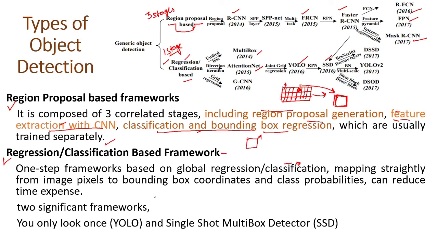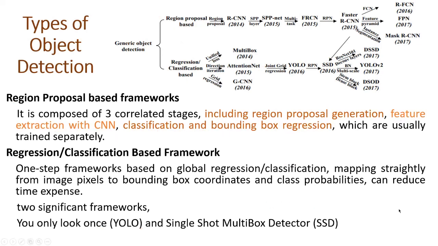And we have two significant frameworks which we are using as of now. One is YOLO, you only look once, because it is done in one step, and second is the single shot detector. So in this video, I have covered how object detection was earlier when there was no deep learning, and how object detection is now, and how it detects objects.